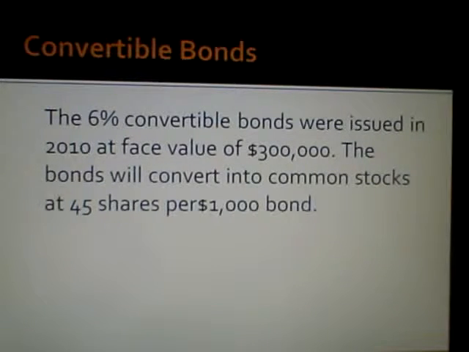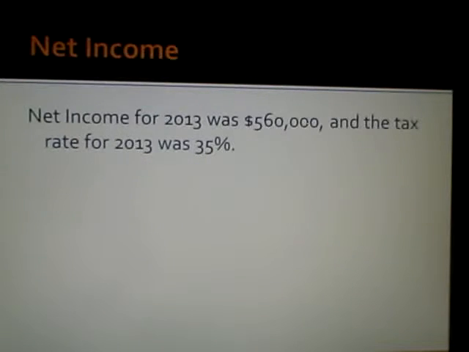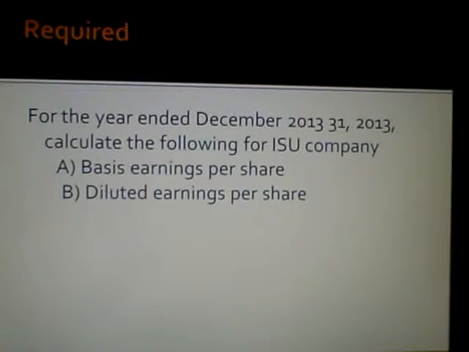The 6% convertible bonds were issued in 2010 at a face value of $300,000. The bonds will convert into common stock at 45 shares per $1,000 bond. Net income for 2013 was $560,000, and the tax rate for 2013 was 35%. For the year ended December 2013, calculate the following for ISU Company: basic earnings per share and diluted earnings per share.